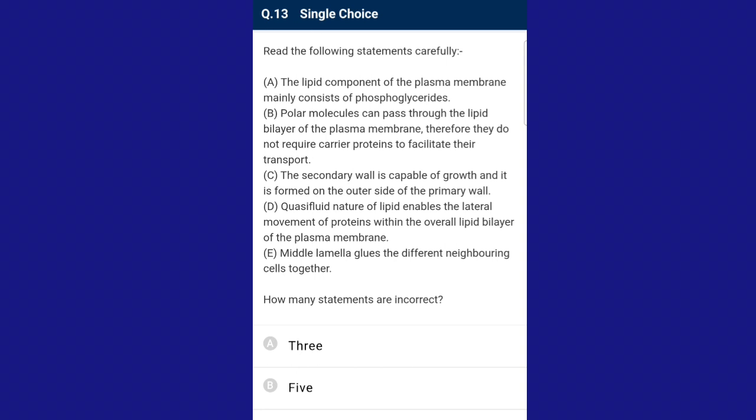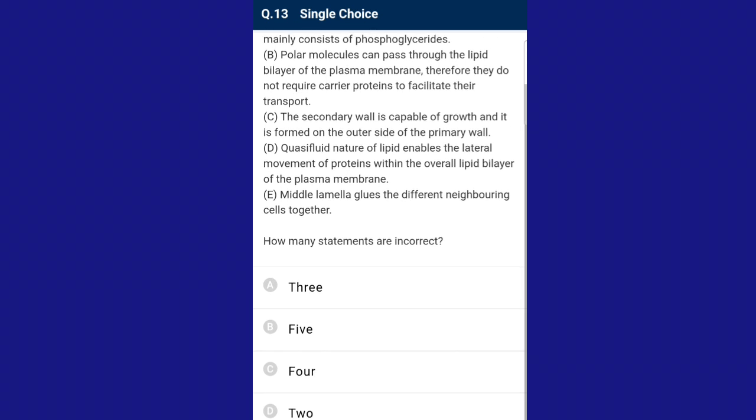The polar molecules cannot pass through the non-polar lipid bilayer. They require a carrier protein of the membrane to facilitate their transport across the membrane. Therefore, only statement D and E are correct. So out of 4 statements, only 2 statements are correctly given.